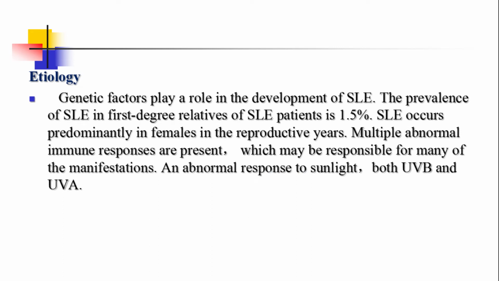Etiology. Genetic factors play a role in the development of systemic lupus erythematosus. The prevalence of systemic lupus erythematosus in first-degree relatives of systemic lupus erythematosus patients is 1.5%. Systemic lupus erythematosus occurs predominantly in females in the reproductive years. Multiple abnormal immune responses are present, which may be responsible for many of the manifestations. An abnormal response to sunlight, both UVB and UVA.